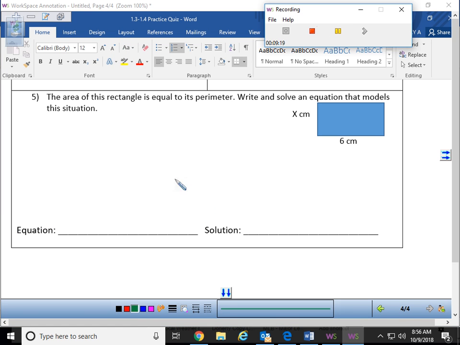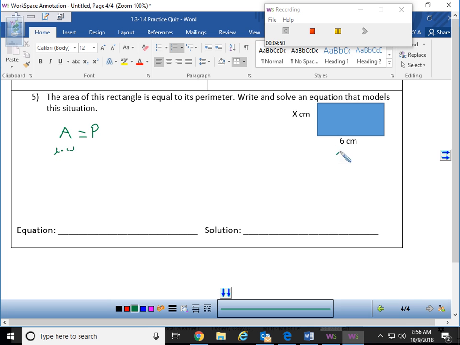Okay, now, I like this problem. Let's read it. The area of this rectangle is equal to its perimeter. Write and solve an equation that models this situation. So we know that the area of this rectangle is equal to its perimeter. A for area, P for perimeter. Well, how do I find the area of a rectangle? That's easy. That's just length times width.